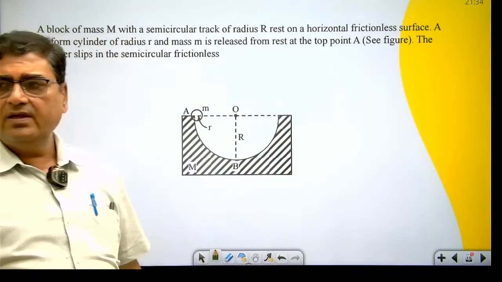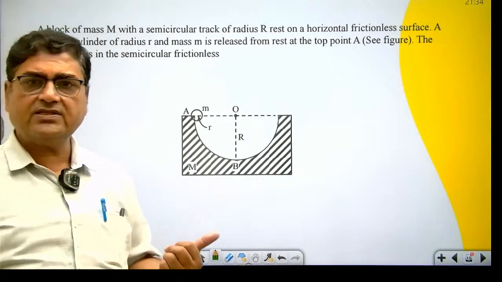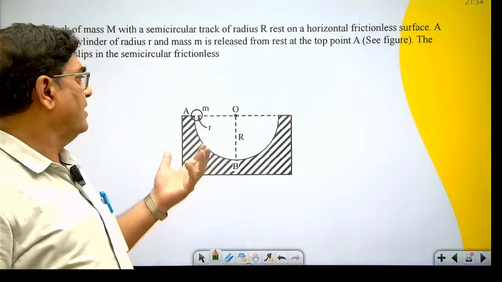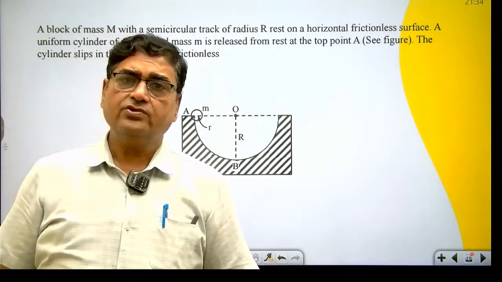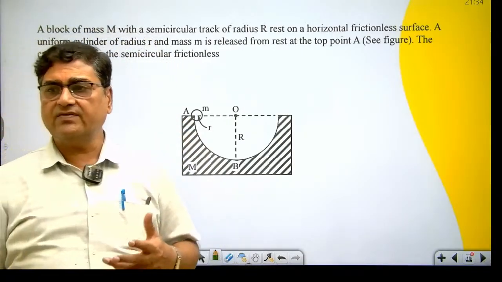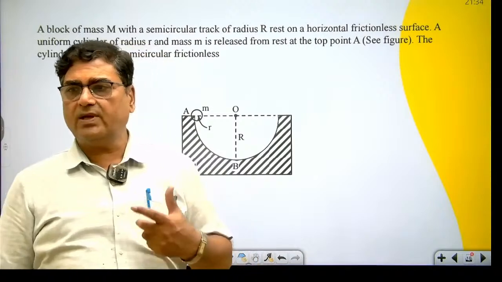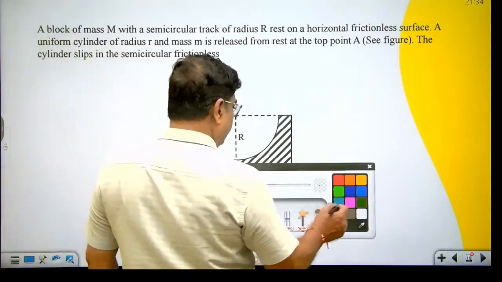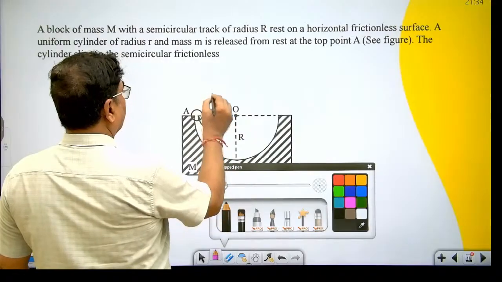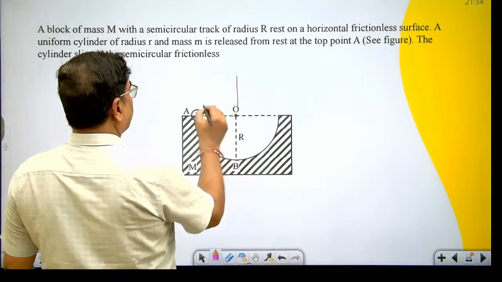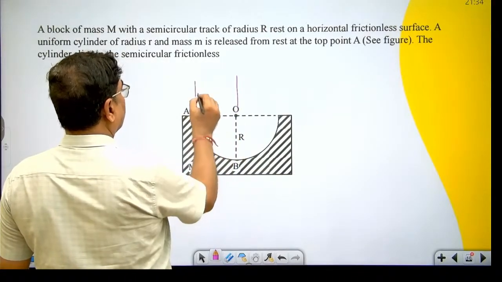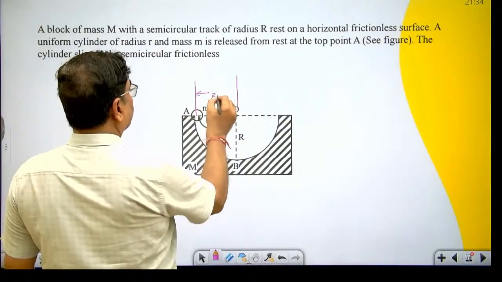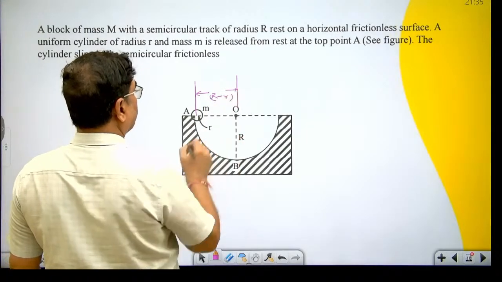Very simple. Since in the x direction there is no external force on the wedge-cylinder system, the position of the center of mass in the x direction will not get changed. Dear student, we can see this distance is how much? This is R minus r.